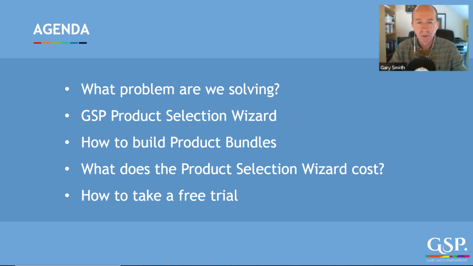Here's what we're going to cover today. Let's just remind ourselves what problem we're solving and why we're holding this webinar. We'll also walk through the GSP Product Selection Wizard, and I'll show you how the app, the wizard, makes it easy to solve that problem. And I'll demonstrate also one particular part of the app, that's the product bundles, and I'll demonstrate how to easily create a bundle and add a bundle of products to an opportunity in Salesforce. I'll obviously also explain just about the pricing of the app, and I'll show you how to take a free trial and take it forward. So that's what we're going to cover.